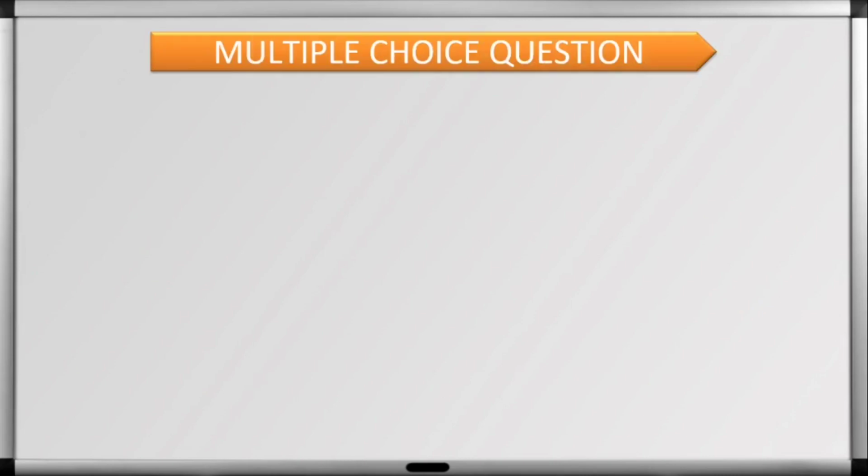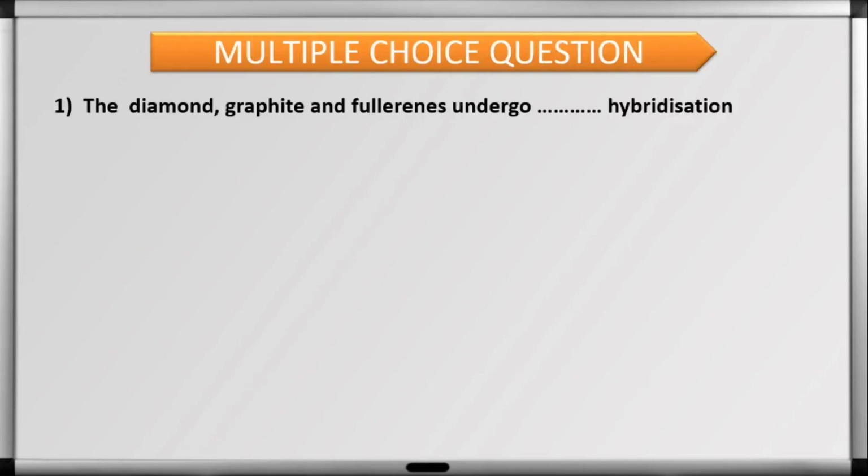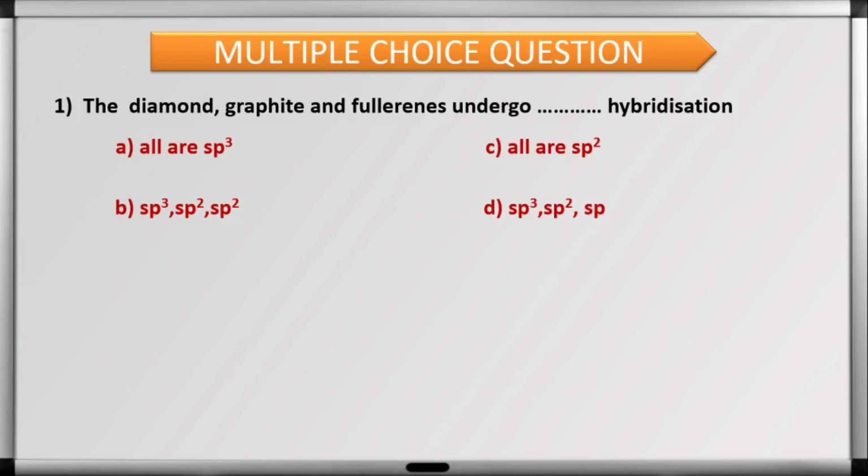Okay, after that we look at some multiple choice questions. Now see, the diamond, graphite and fullerene undergo dash dash hybridization. Now see, A all are sp3, B sp3 sp2 sp2, C all are sp2, D sp3 sp2 sp. So already we look in the diamond sp3 hybridization. In the graphite there is a sp2 hybridization. In the fullerene there is also sp2 hybridization. So option number B is correct one.